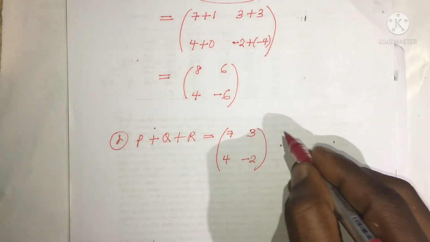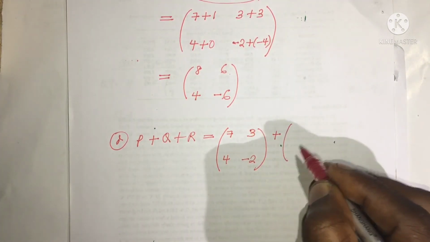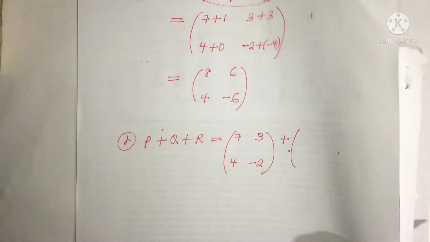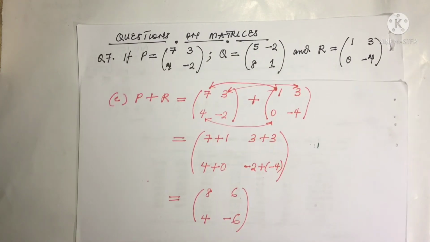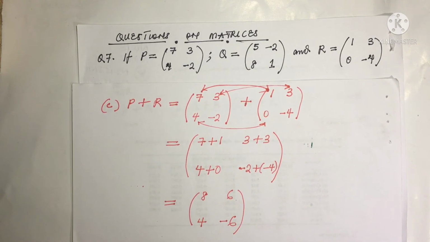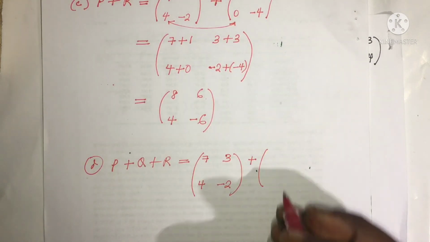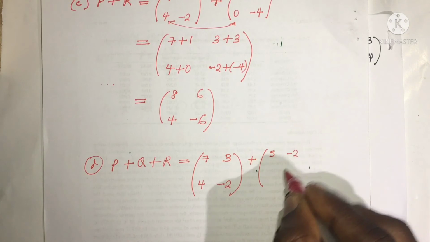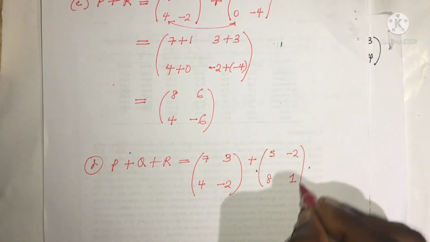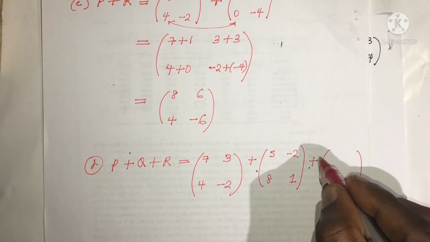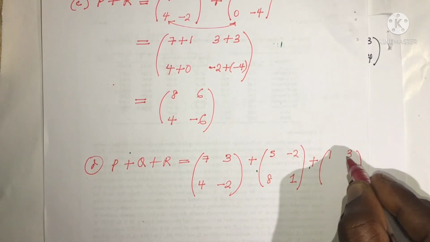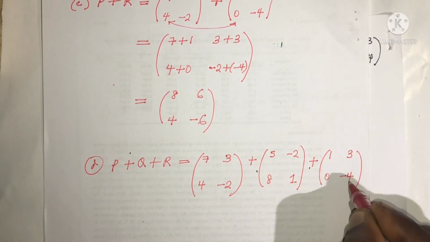The matrix Q is the matrix 5, minus 2, 8, and 1. So I'm going to bring here 5, minus 2, 8, and 1. Then lastly, the matrix R is the matrix 1, 3, 0, and minus 4.